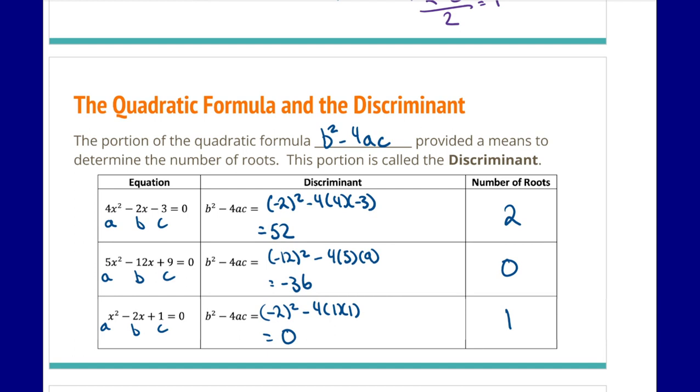So from this, what do you think we have to look for in this specific part, in this discriminant, that will tell us whether or not we have any x-intercepts, and then specifically how many we have?